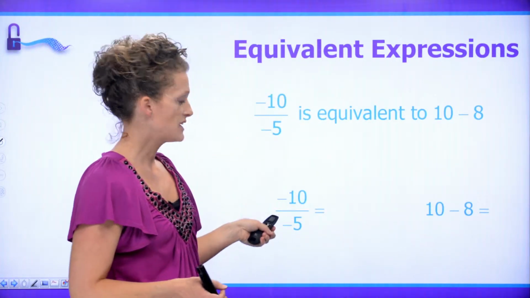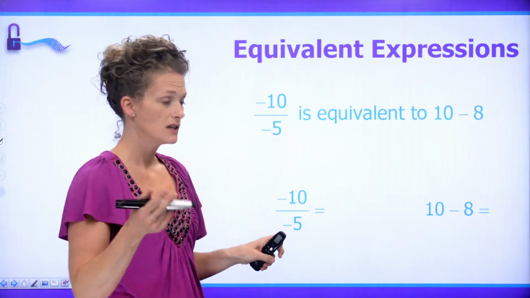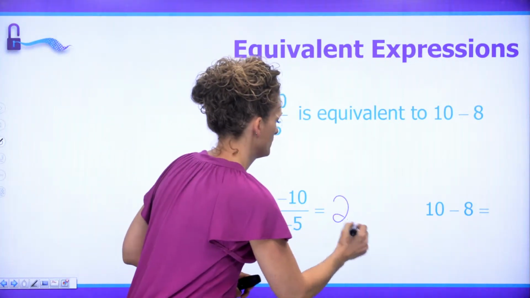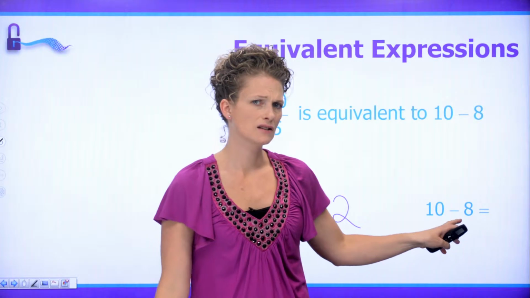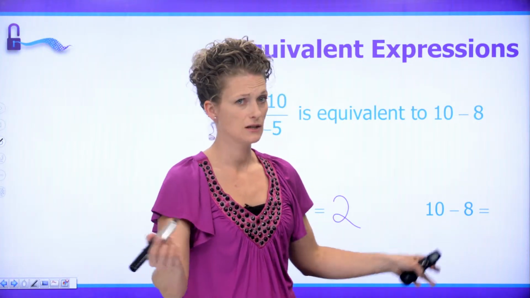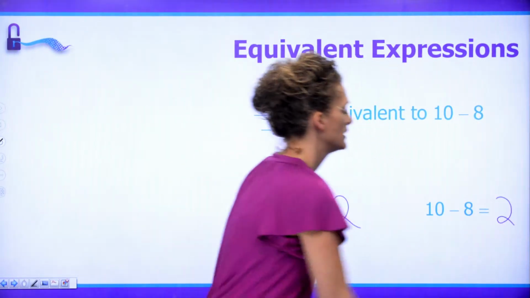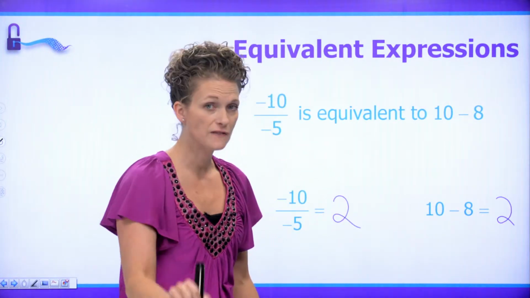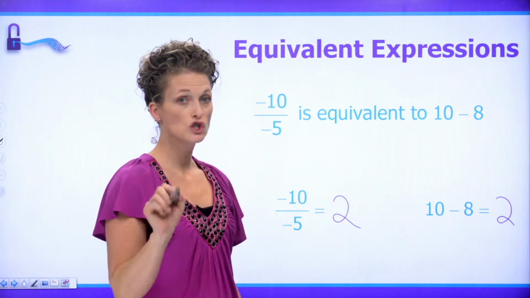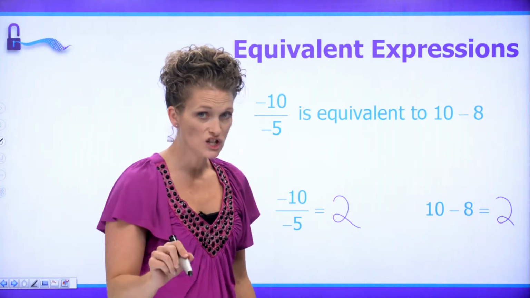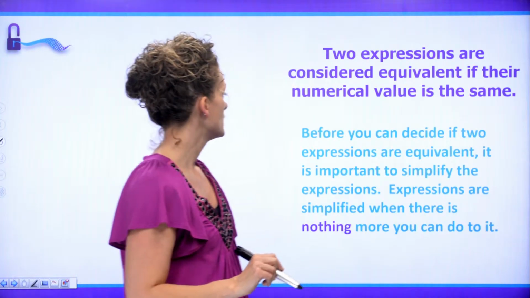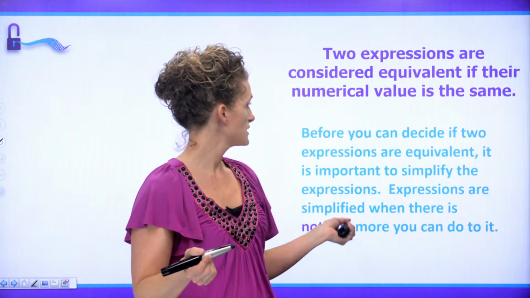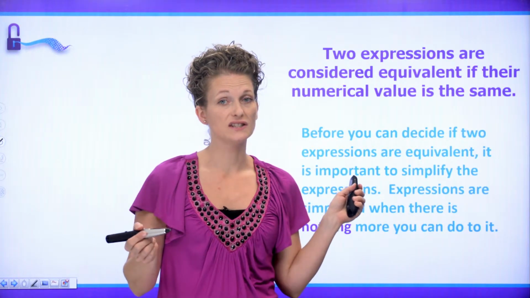Well, negative 10 divided by negative 5 is 2. Well, what's 10 subtract 8? Isn't it also 2? Notice that each expression has the same value. That is how you determine if two expressions are equivalent. So they are considered equivalent if their value is the same.